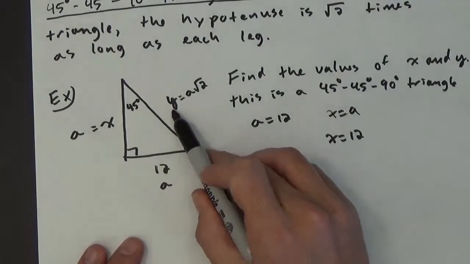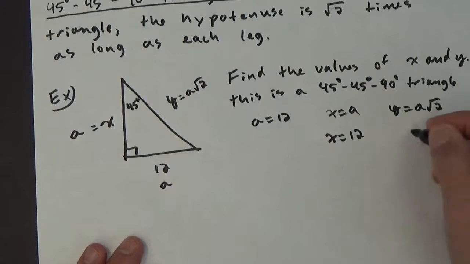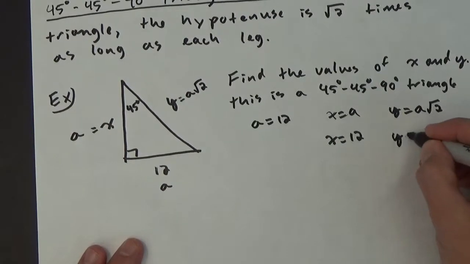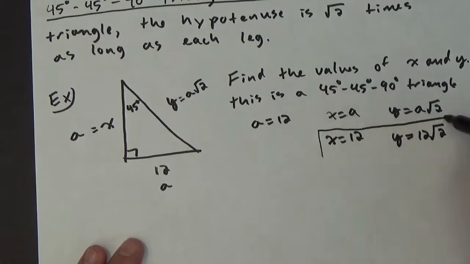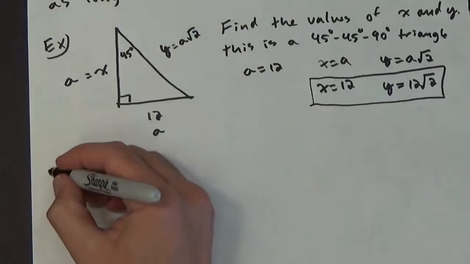Now we need to figure out y. Well, y is associated with a times the square root of 2. If a is 12, that means y is 12 times the square root of 2. And there are the two answers. Good. Let's try another example.